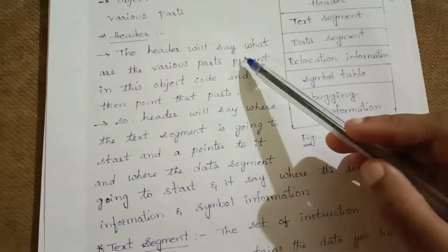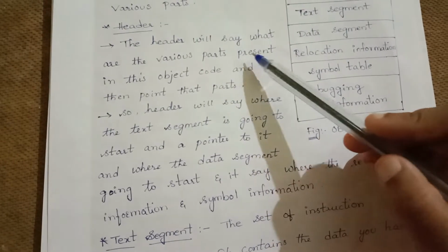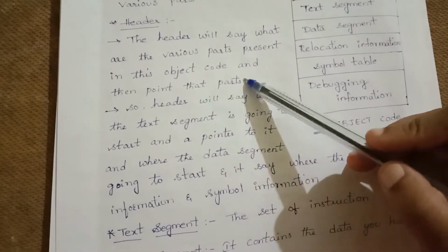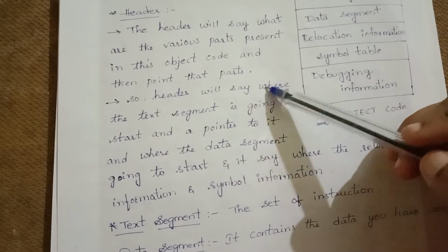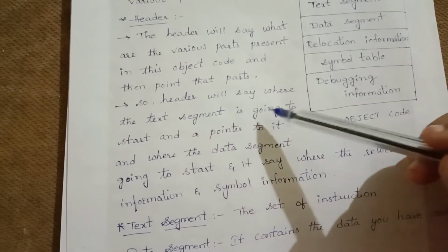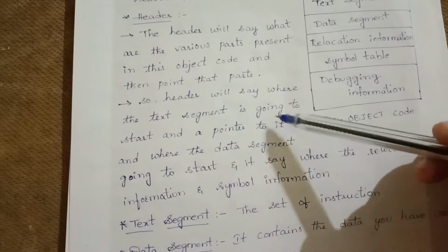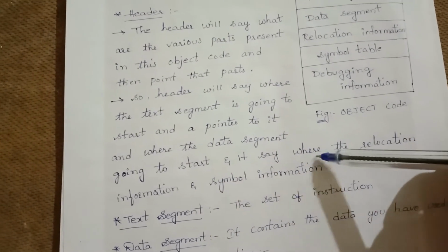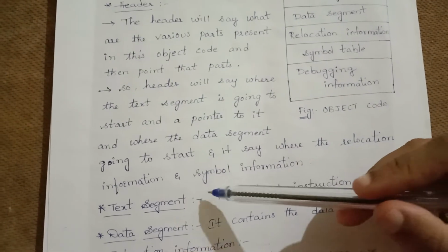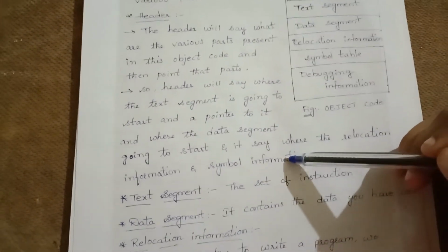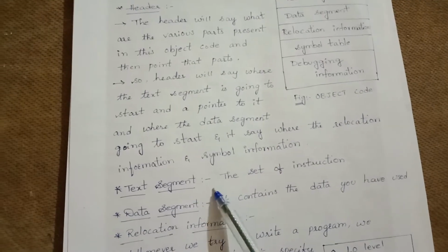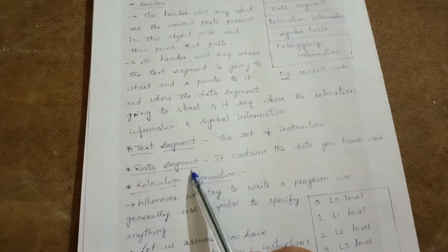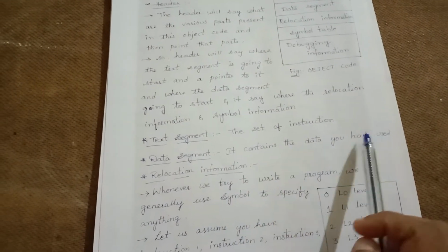So in the header, the header will say what the various parts present in this object code are, and then it will point out those parts. So the header will say where the text segment is going to start with a pointer to it, and where the data segment is going to start, and it says where the relocation information and symbol information are. And the text segment is nothing but the set of instructions stored in the text segment, and the data segment contains the data you have used.